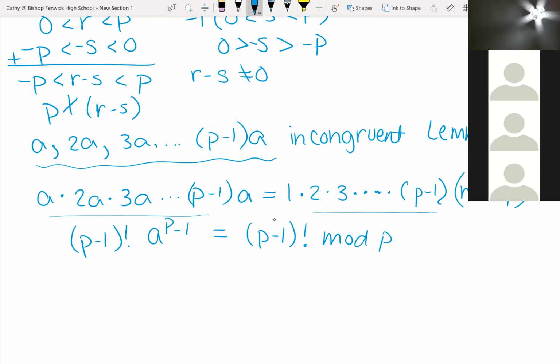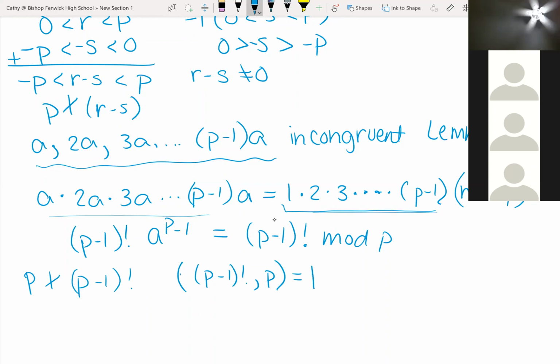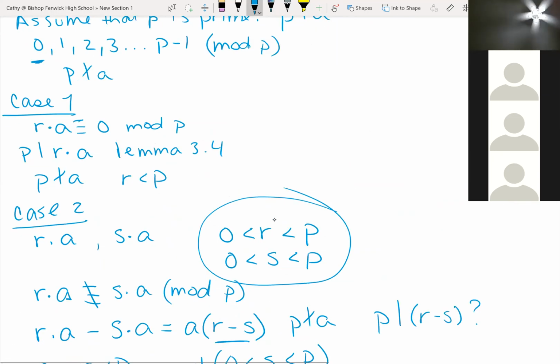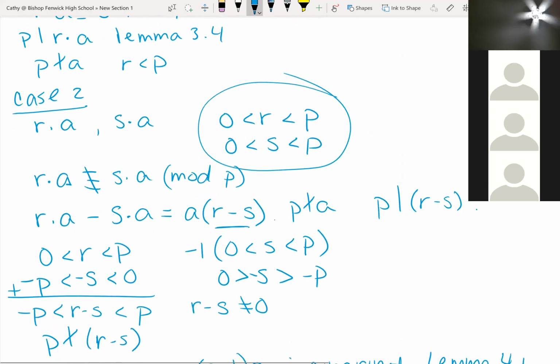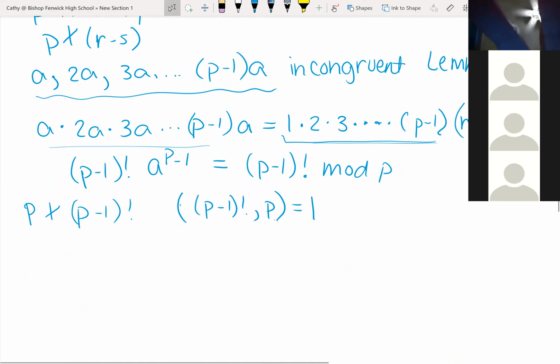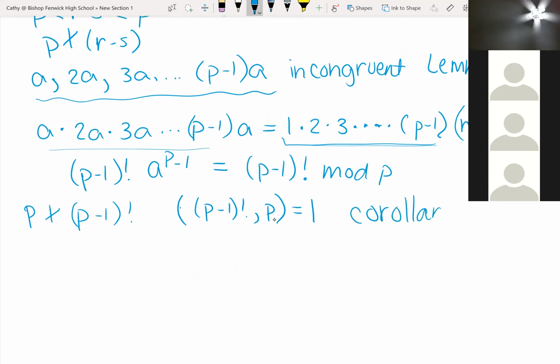Now we know that P does not divide P minus 1 factorial, because P minus 1 factorial is a product of all the integers that are less than P, and P is prime. So then we know P minus 1 factorial and P are relatively prime to each other. And that is by corollary 4.5.1, which says if a, b, and c are positive integers such that m is greater than 0, and c and m are relatively prime to each other, then it gives the congruence classes. So that was corollary 4.5.1.